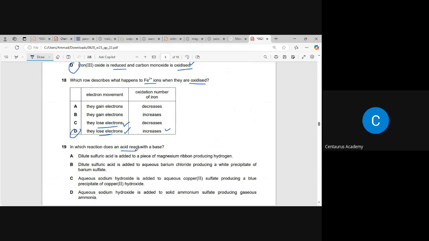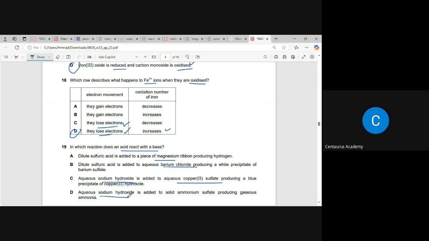no, but acid must react with a base, right? So A cannot be the right answer. This is not a base. Acid reacting with barium chloride producing barium sulfate. No. Aqueous sodium hydroxide reacts with copper 2 sulfate producing copper 2 hydroxide. Again, this is also not correct.